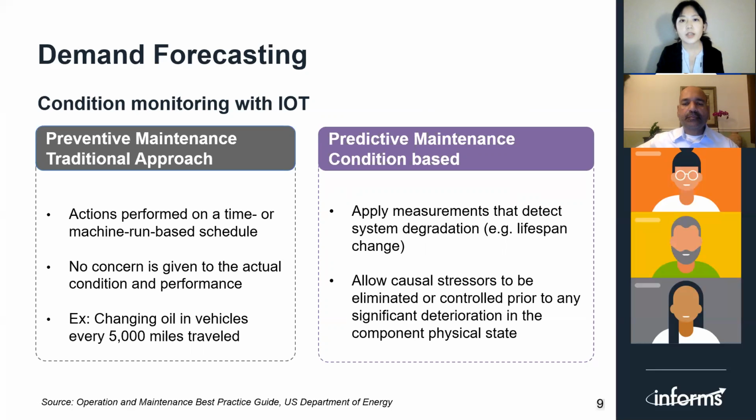But in order to increase the accuracy of the usage-driven demand and also add more predictability to the unplanned demand, we want to introduce predictive maintenance. Here we mainly use the data generated by IoT services, such as time, temperature, noises, and other physical data, to generate and detect the causal structures, and then eliminate or control those stressors to prevent any significant deterioration in the component's physical state.